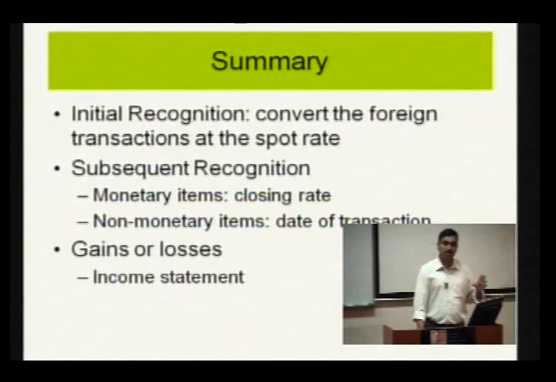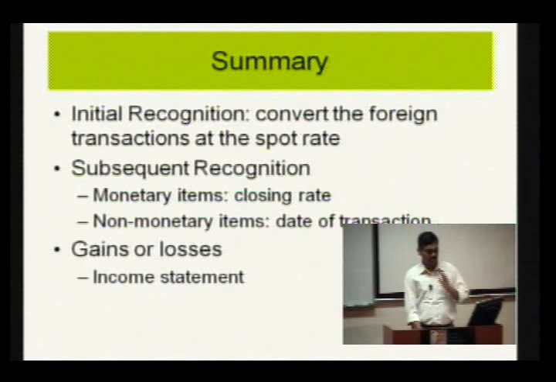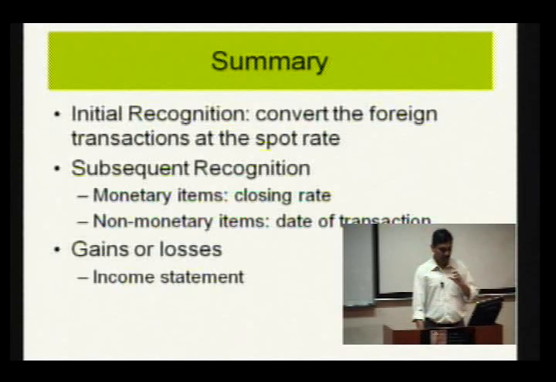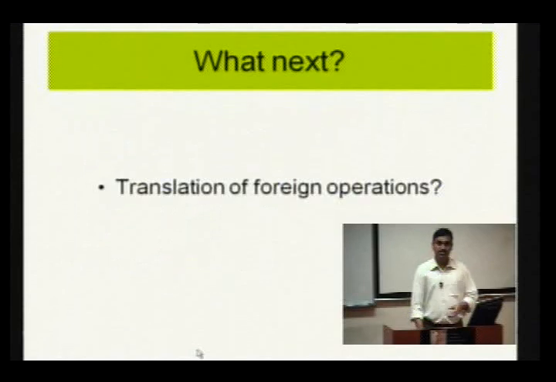Summary. Initial recognition converts the foreign transactions at the spot rate. The subsequent recognition is at the closing rate for a monetary item, and for a non-monetary item on the date of the transaction, with an exception for those items which are shown at fair value, where the revaluation date applies, and the gains and losses should be shown in the income statement. That is IAS 21. As I mentioned in the beginning, in the next discussion, we will focus attention on those operations or companies which have a foreign operation. Then you have translation gains or translation losses. Thank you very much.